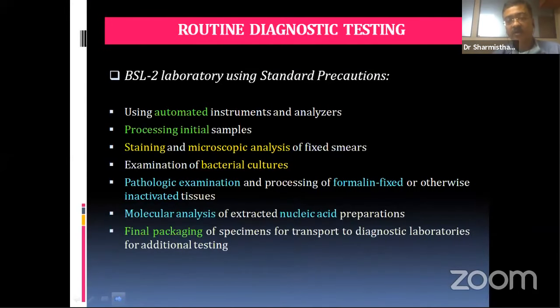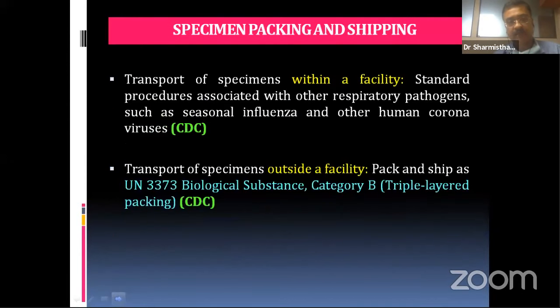Now, what is routine diagnostic testing? What does it demand? A BSL-2 laboratory using standard precautions. This includes automated instruments processing initial samples, staining and microscopic analysis of fixed smears, examination of bacterial culture, formalin-fixed histopathology, molecular analysis of nucleic acid preparations, or final packaging. All these are routine diagnostics and can be done under BSL-2. And therefore, specimen packaging can be done as per the CDC criteria.